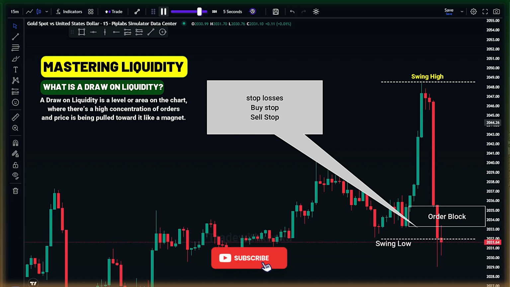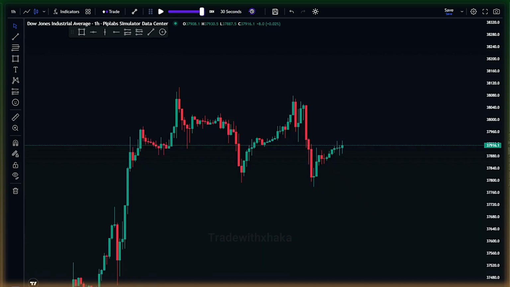So, types of liquidity target. Here are some examples of liquidity targets. So let's look into the types of liquidity target. We begin with equal highs and lows. What we have here is relative equal highs. Down here is equal lows.